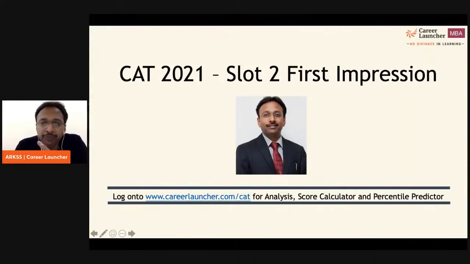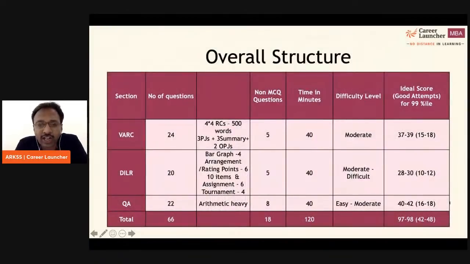But the first analysis that I'm going to do is to give you an overview of what happened. This is the overall structure. Once again, all of you can see on screen 24, 20, 20 and 22. The interesting thing is, those of you who have written slot 2, the bar chart was not really a bar chart, it was a number game. It was a very simple one.